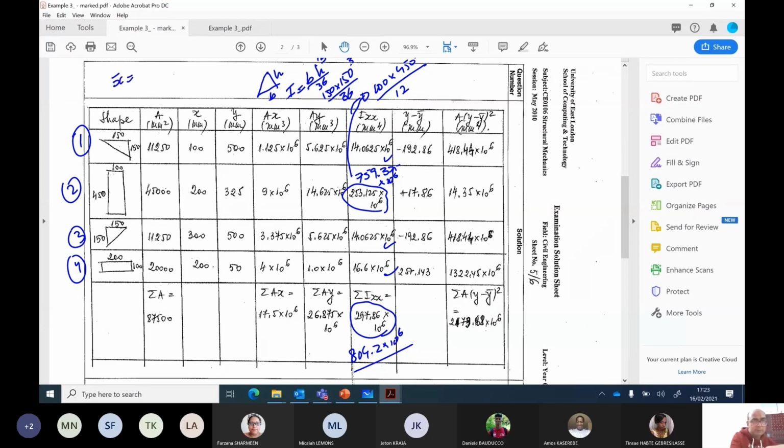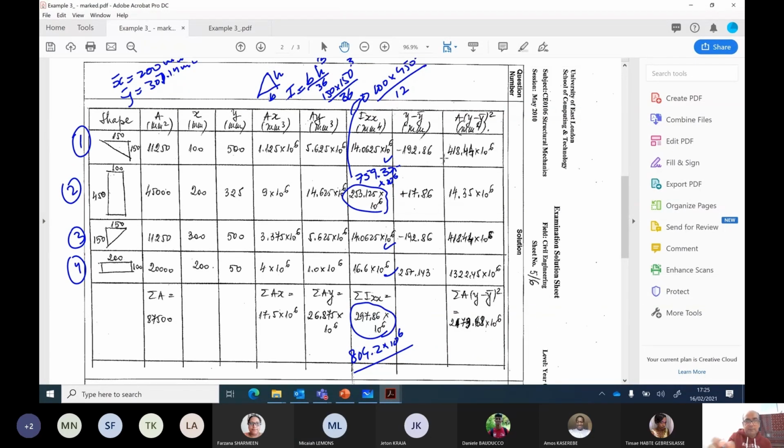Remember that X bar was 200 millimeter and Y bar was 307.14 millimeter. And then we have Y minus Y bar or Y bar minus Y. Y bar is 307.14. Y is 500, minus that gives 192.86. Remember that Y minus Y bar or Y bar minus Y is one and the same thing. Here I think these values are for Y bar minus Y, and again these values are for Y bar minus Y, but this is one and the same thing. It doesn't make much difference if it is negative or positive.